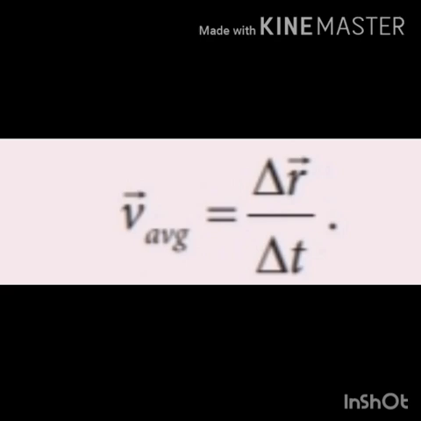It is a vector quantity. The direction of average velocity is in the direction of the displacement vector Δr.